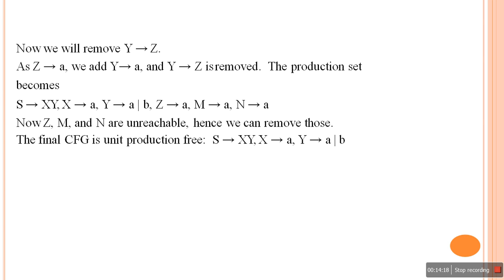Now Z, M and N are unreachable. Hence we can remove these. The final context-free grammar is unit production free and we will have the new production set S → XY, X → A, Y → A | B. In this way we can remove all the unit productions from the context-free grammar.